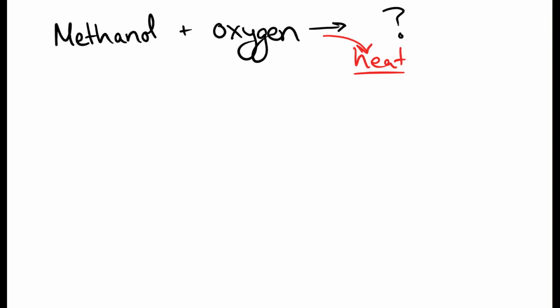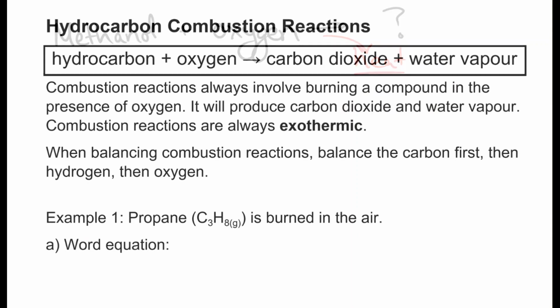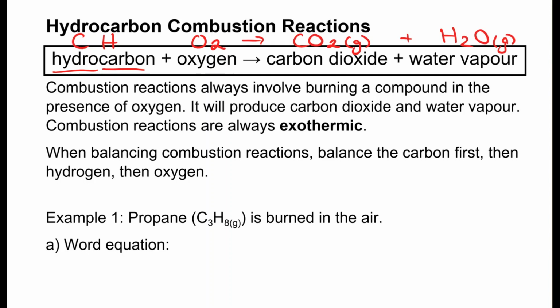Let's start learning about some combustion reactions. You can see a combustion reaction from a mile away, literally, in real life. You should be able to notice it because it's a hydrocarbon, something that has carbons and hydrogens in it, reacting with oxygen to produce carbon dioxide gas and water vapor. What does vapor mean? It just means a gas. It's water as a gas.